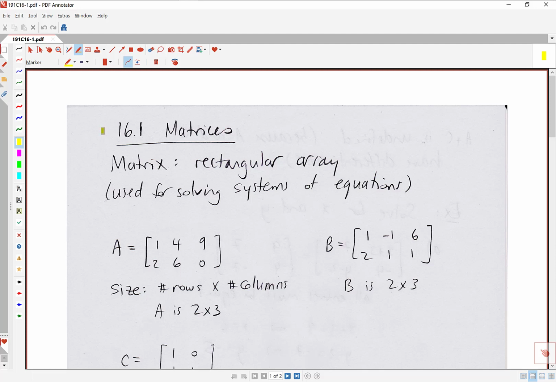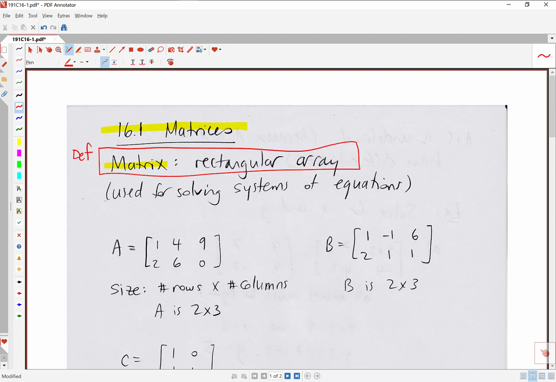In this video, we're going to talk about matrices. So we say one matrix or two or more matrices. And what a matrix is, it's a rectangular array, or you could say it's a table. It's really good at storing information. And one of the things it's used for is solving systems of equations. So we'll explore that idea of solving systems of equations as we move through chapter 16.